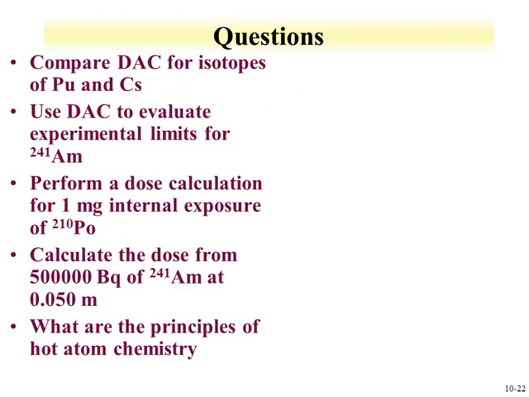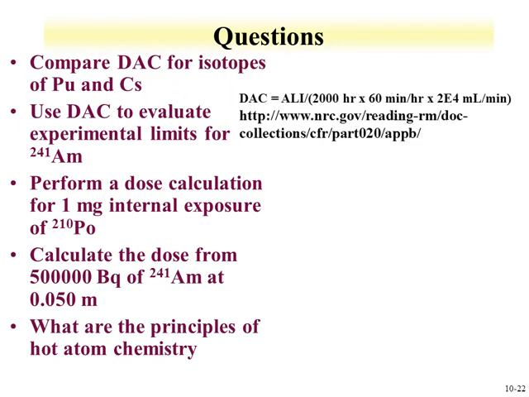Some other questions you should be able to answer. Relationships between derived air concentrations and ALIs are shown here. So in other words, if I have an annual limit on intake, I can use this equation to determine the derived air concentration, or I can actually look up the values at this website. So if you were asked to compare the derived air concentration for plutonium and cesium isotopes, you'd be able to figure out which ones have more stringent limits. You can also say, well, it's probably the plutonium, since it's an alpha emitter, for air concentrations. Also, the alpha particle has a quality factor of 20 compared to a beta or a gamma from cesium.